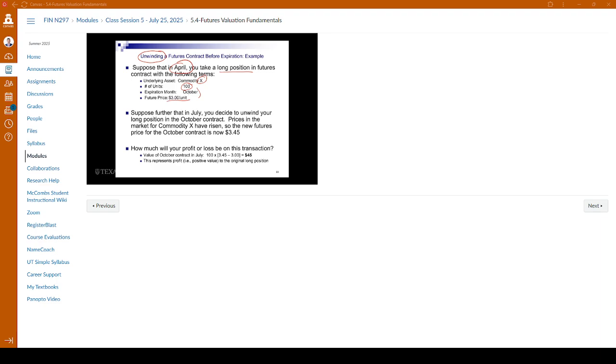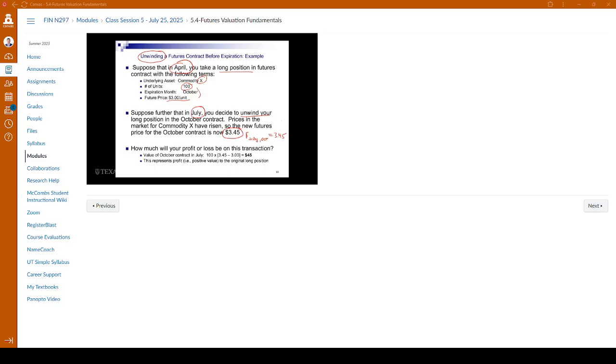But now here's the wrinkle: we don't actually get to October. We've seen what happens if we go all the way to expiration, but in this case, we're going to assume that we want out after only 3 months. So we're going to want to unwind our position or effectively get out of our position 3 months early. So in July rather than all the way to October. But in the meantime, the new price in July for an October delivery has gone up to 3.45.